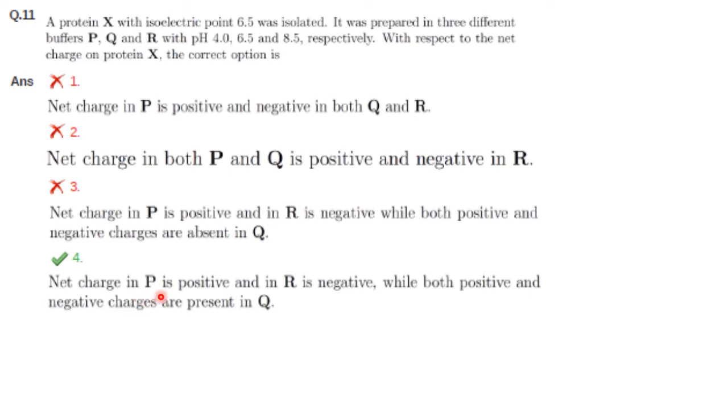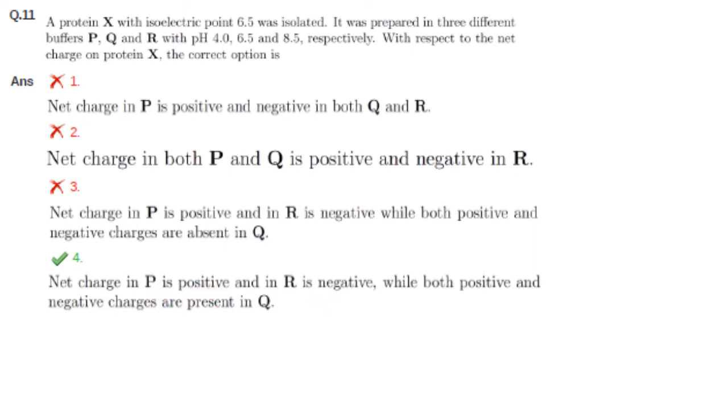Now pH is less than pI. So what is the pH of P? It is 4. 4 is less than pI, that is 6.5. So 4 is less than 6.5. So it will carry a positive charge. So the net charge in P is positive.